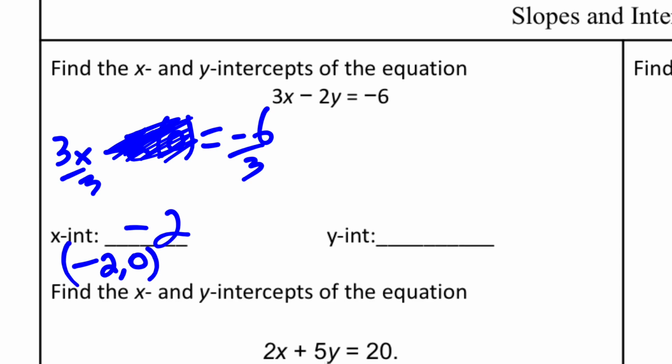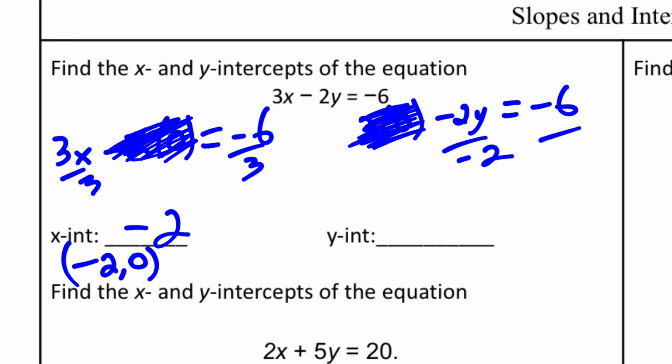To find the y-intercept, we're going to plug in a 0 for x. So we have 3 times 0 minus 2y is equal to -6. And 3 times 0 pretty much goes away. When we divide by a -2, we get 3. And you can think of this as the coordinate 0, 3.